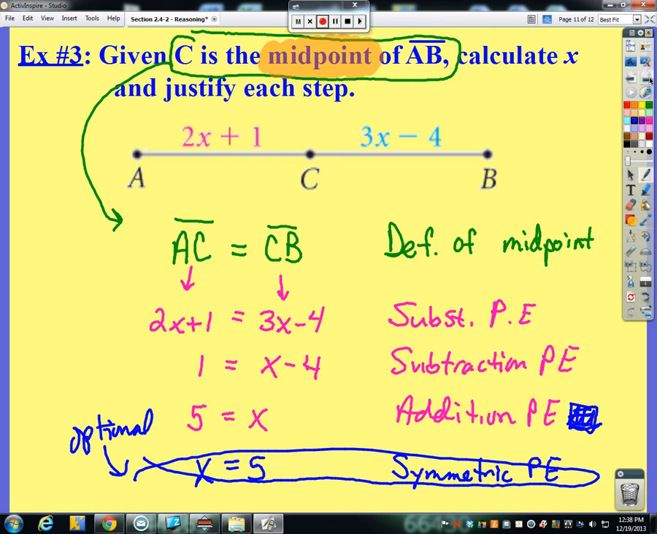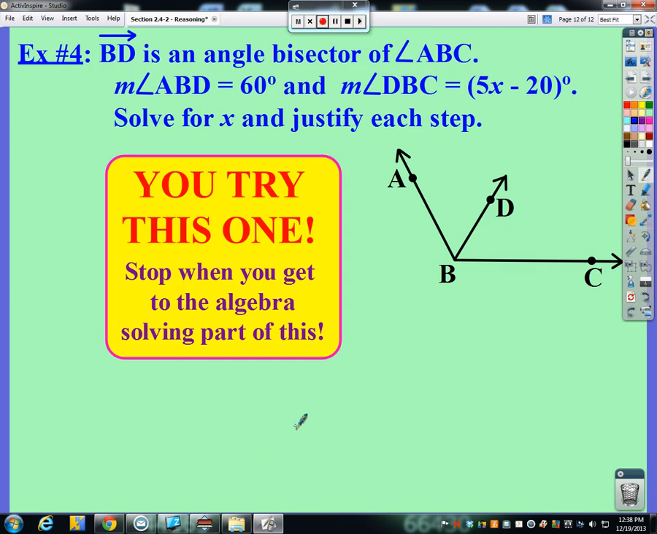All right, the last problem. I want you guys to try this one on your own, okay? If you followed along with the first two, this one, it just involves angles now instead of segments, so it should flow very similar to the previous two. First, you need to set it up geometrically, talking about the specific angles here, and then transition to the algebra through the substitution property. Now, I don't want you to go the whole way, just like we did on the previous two. What I want you to do is just to stop, because I know you guys can do your algebra. Stop when you get to the algebra solving part of this.